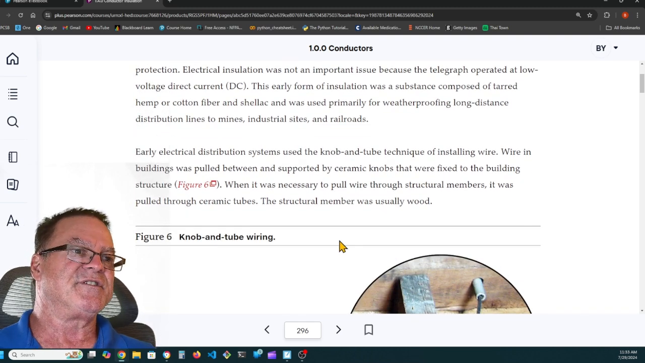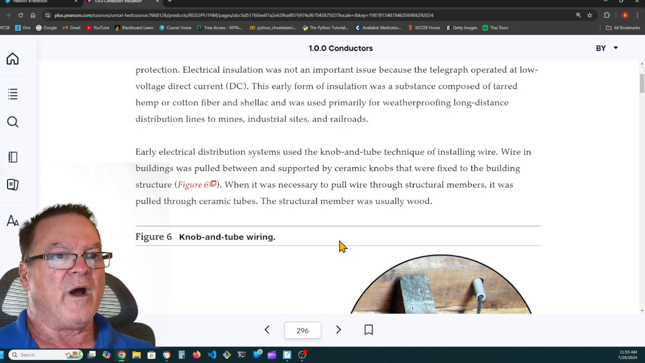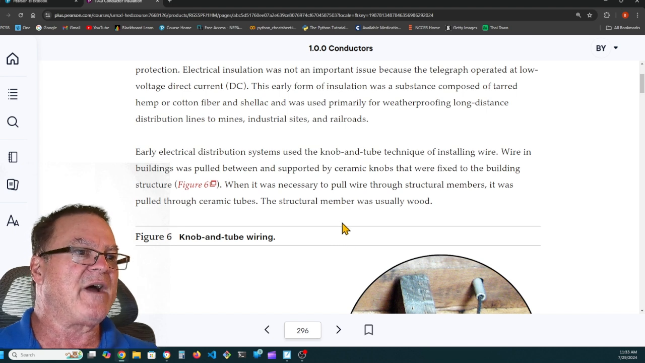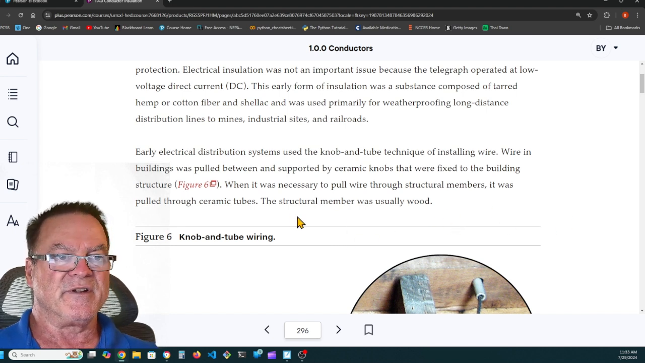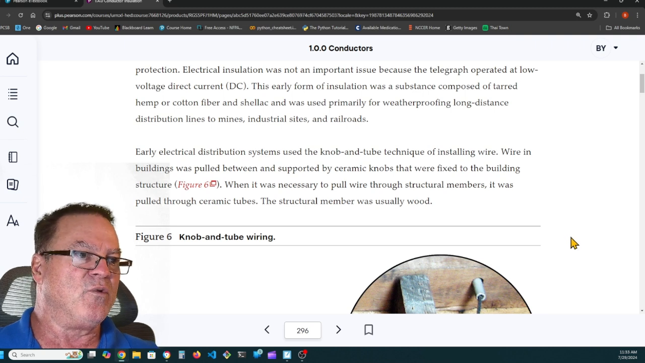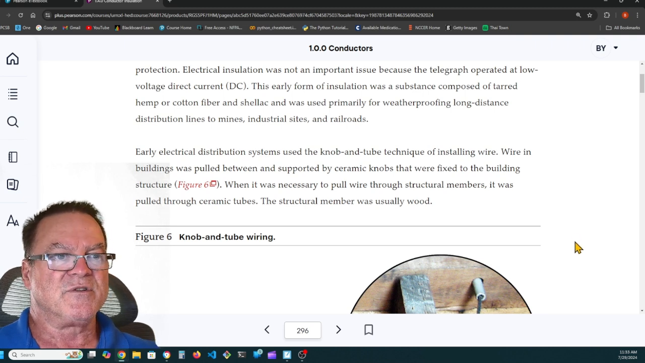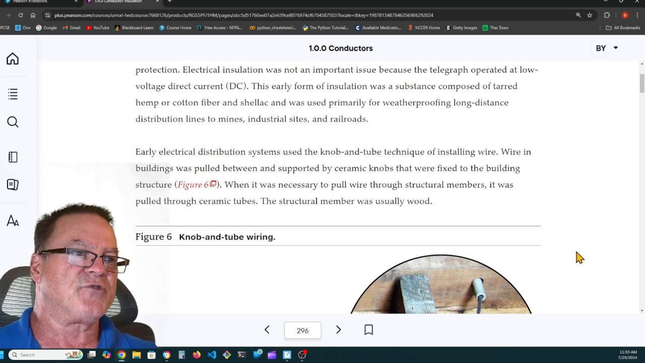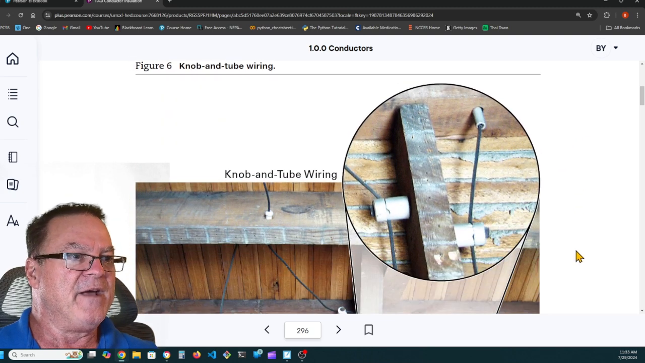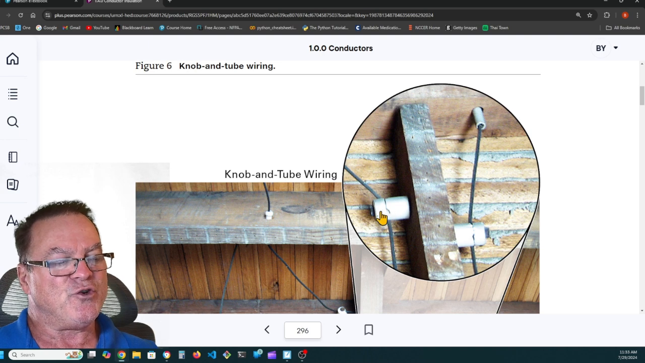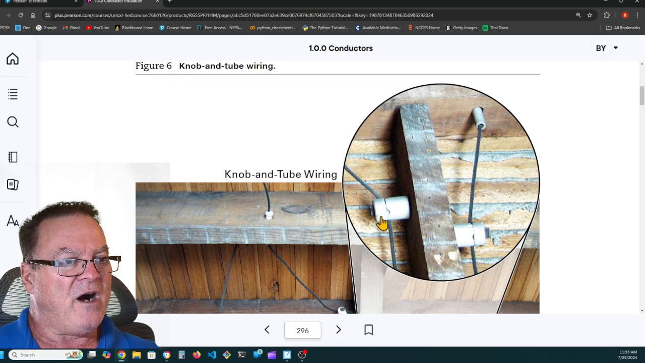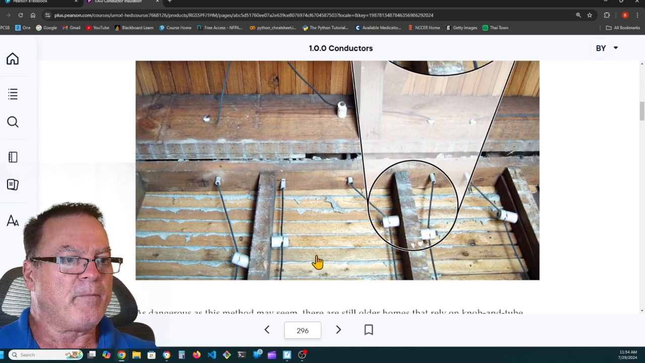Early electrical distribution systems used the knob and tube technique of installing wire. Wire in buildings was pulled between and supported by ceramic knobs that were fixed to the building structure. When it was necessary to pull wire through structural members, it was pulled through ceramic tubes. The structural member was usually wood. So this is what they mean by knob and tube. This is a knob where the wire is held off of the wood member, and this is a tube that runs through a wood member. Knob and tube.